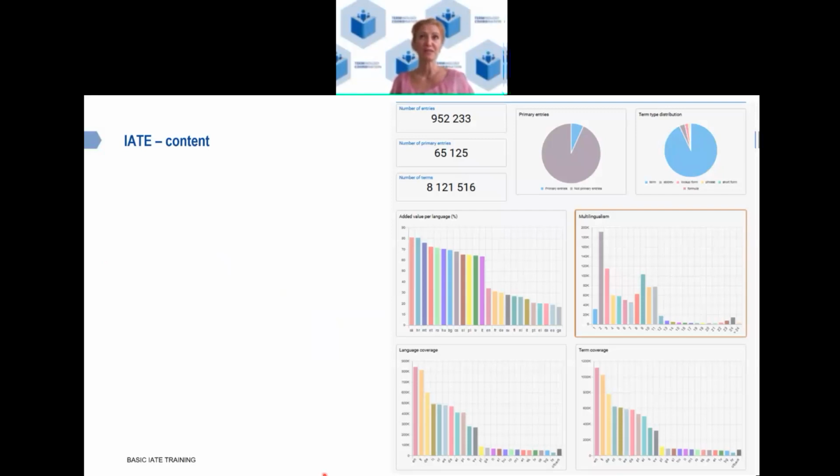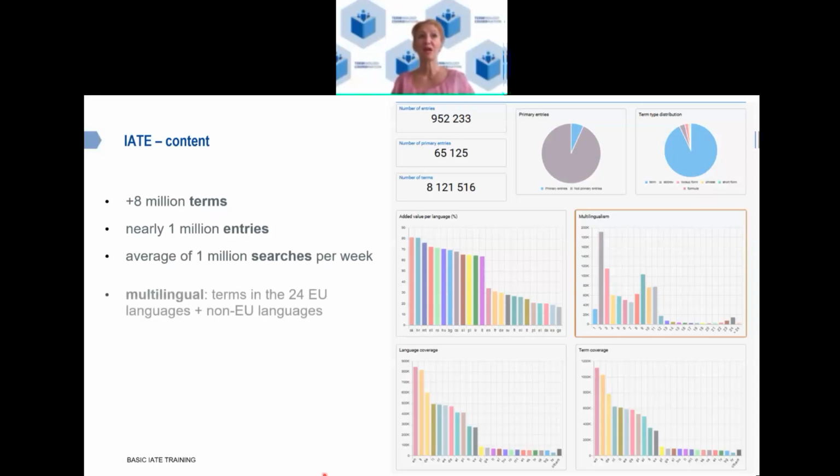These are statistics on IATE. You can also easily find them on the webpage. I'll show in a second, but just for your information, IATE contains more than 8 million terms and nearly 1 million entries. And we have an average of 1 million searches per week, which is quite impressive. It is multilingual and it has the terms in the 24 EU languages, but not only. There are also other languages, and I'm sure this is a path to be exploited in the future. Now I see a lot of terms with Chinese and Russian as well.